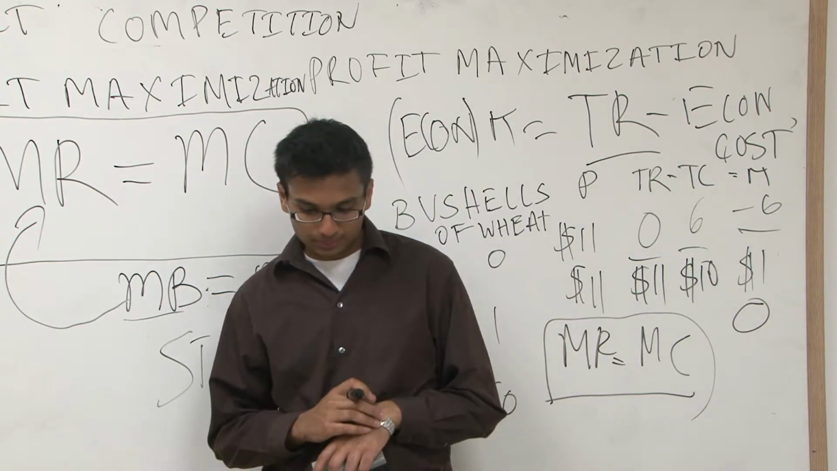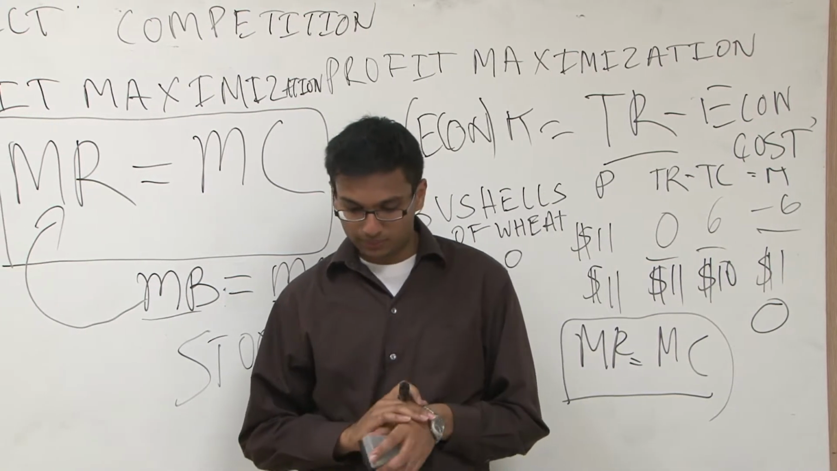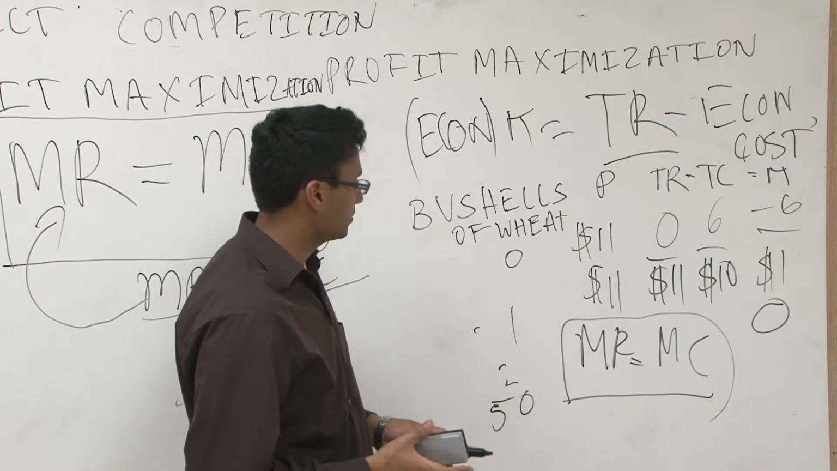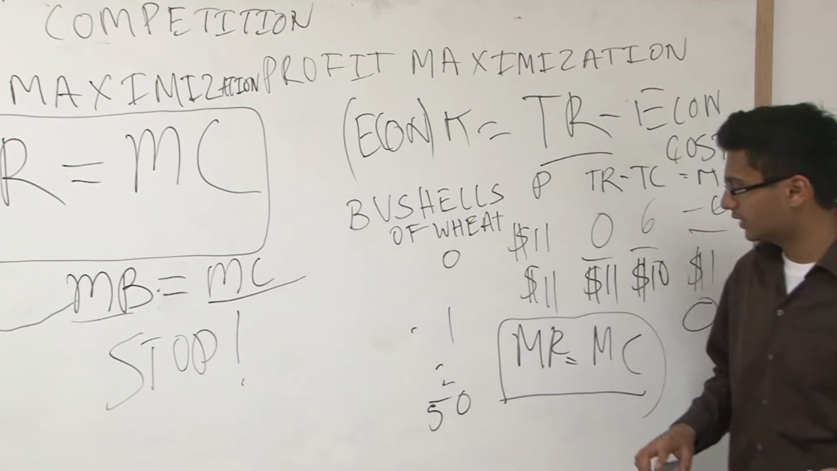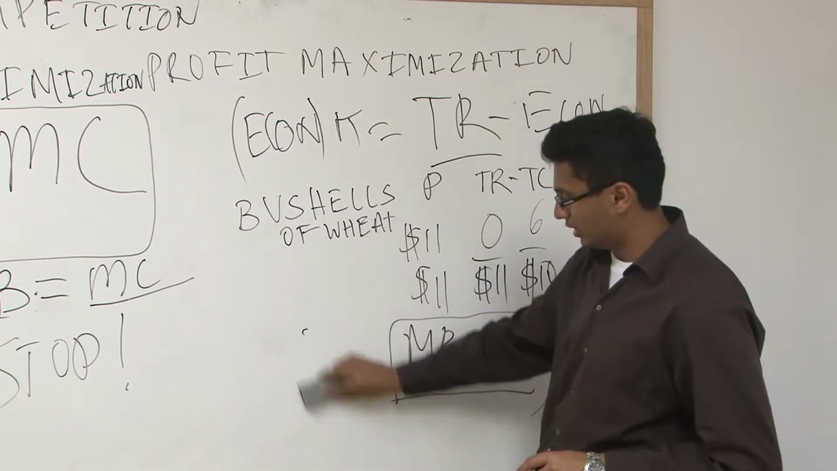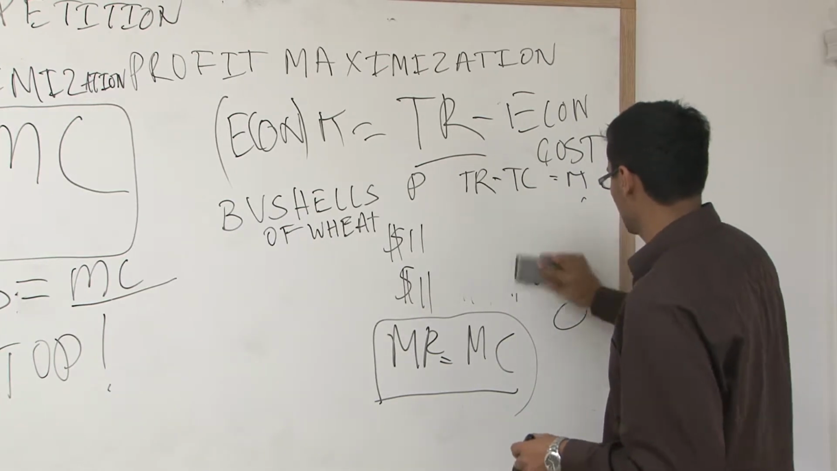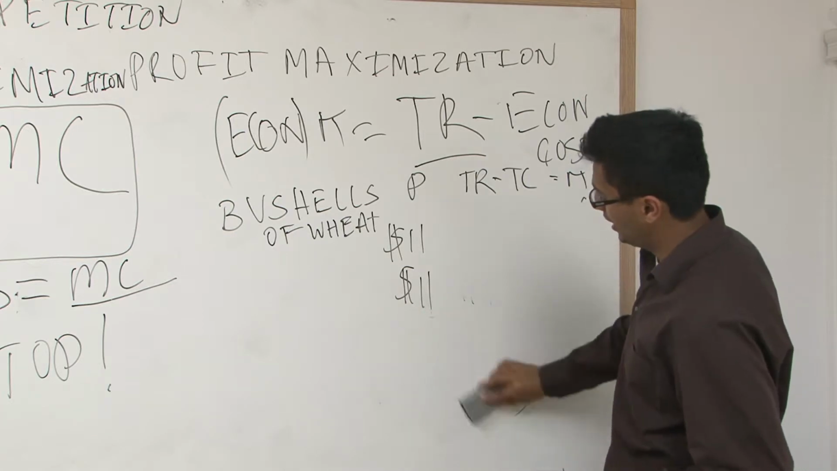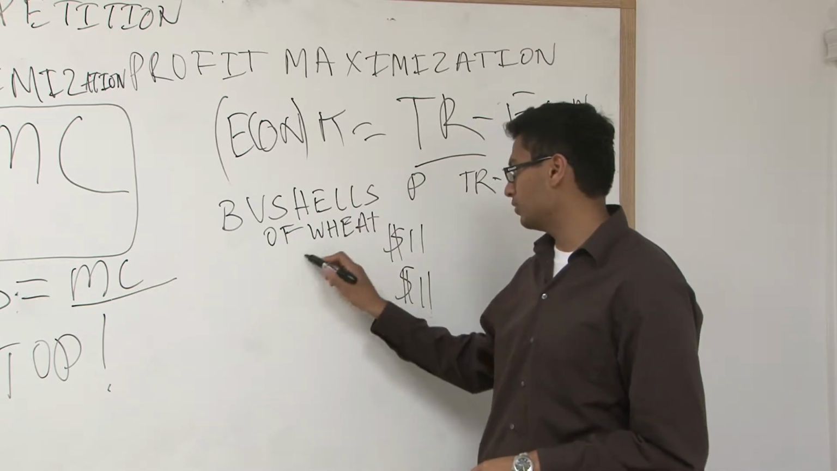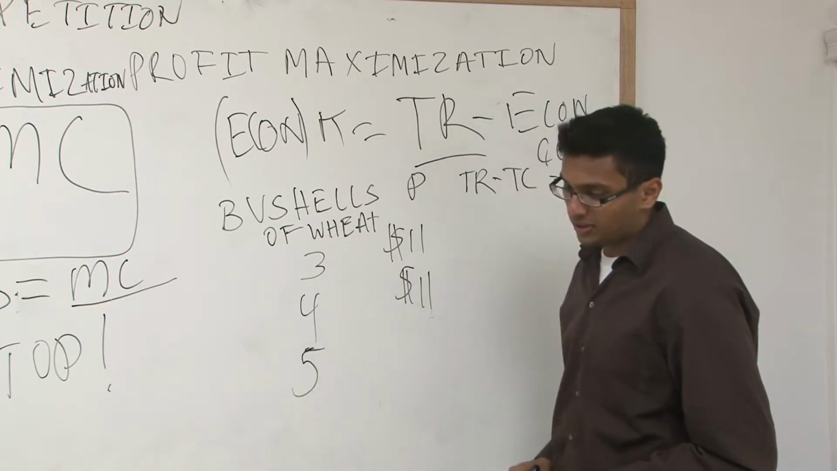So with that being said, let me give you an example. Same concept here. Let me walk over here so it's easier for you to see. We said MR equals MC, we stop here. So let's say instead of 0, 1, and whatever number, and let me erase these, I have 3 units, 4 units, and 5 units in this example. So how many bushels of wheat? I have 3 units, 4 units, and 5 units. We can stick to the same price, $11.